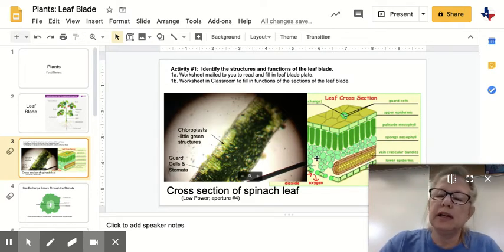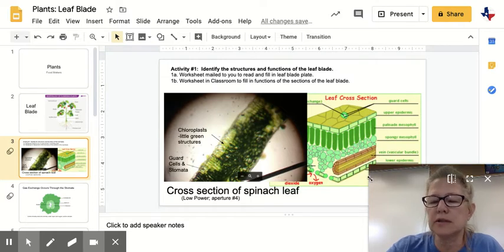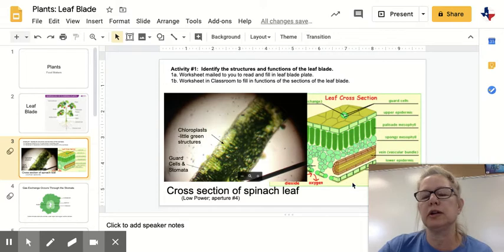So the leaf blade is very structured, as are all parts of organisms, as you've been learning in science this year. I hope that you've picked up on that. The structure of an organism really determines its function. So I want you to think about that. What is the structure of the different parts? What are they called? How are they organized? And what are their functions? So that's what you're going to look at this week.